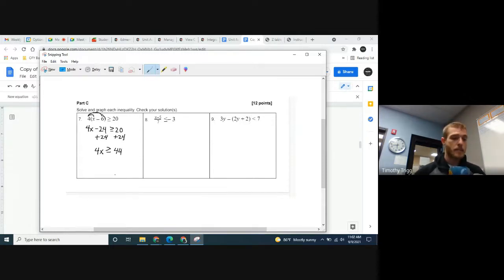What would be the next step to help us get x by itself? Well, hopefully you'd see, oh, I can divide both sides by 4 to cancel that out. This will give us that x is greater than or equal to 11. And that'll be it. Now it also says graph each inequality. So the way you'd graph that, and what they're saying is graph on a number line.